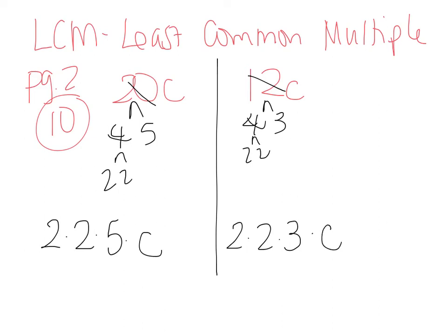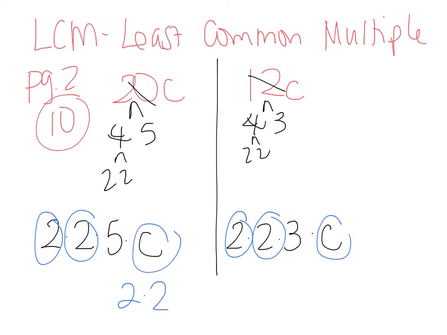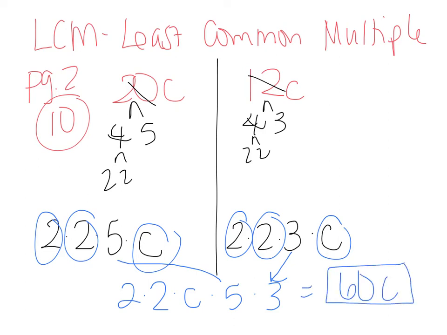So we're looking to see what they have in common. So they have a 2. Write that down. Another 2. And a C. Now the difference between least common multiple and greatest common factor is that we write down what they have in common, but then we're also going to include what they don't have in common. So we're then multiplied by that 5 and then by that 3. So we'll take 2 times 2 times 5 times 3, which is 60, and we have our C. So 60C would be the least common multiple.